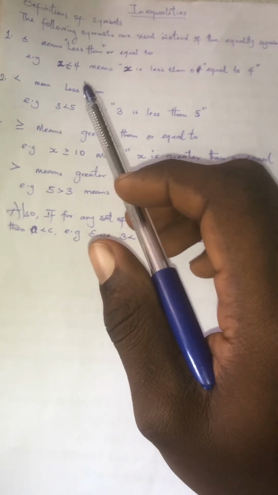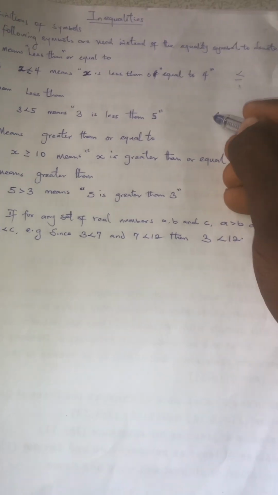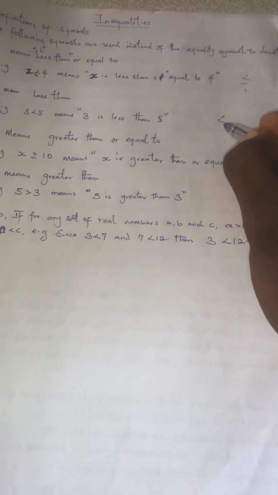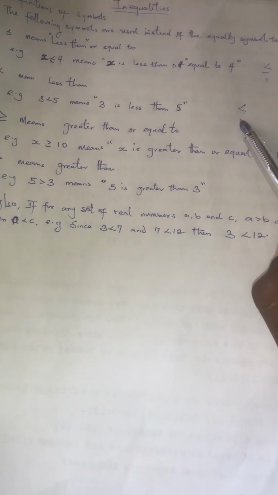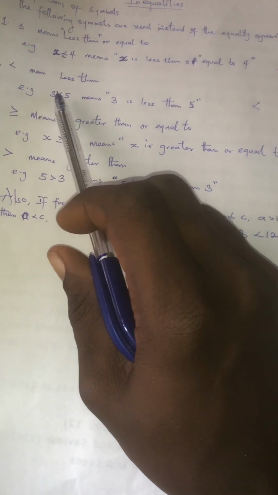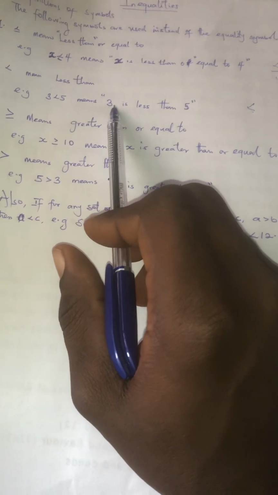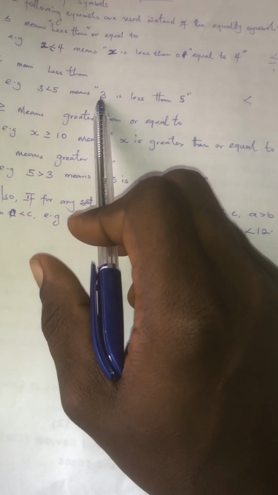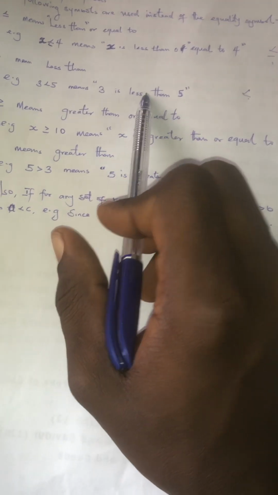Then number 2 is this symbol. It means only less than. Only less than. For example, 3 is less than 5. Yes or no? It's true, because 3 is less than 5. You can't say 5 is less than 3. So 3 is less than 5.